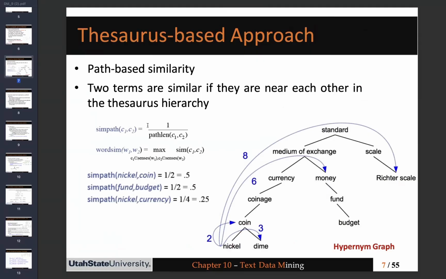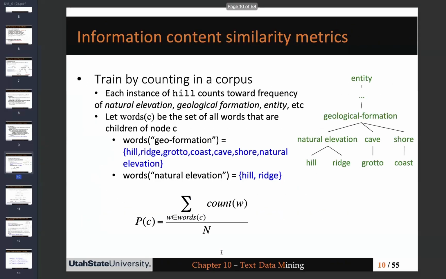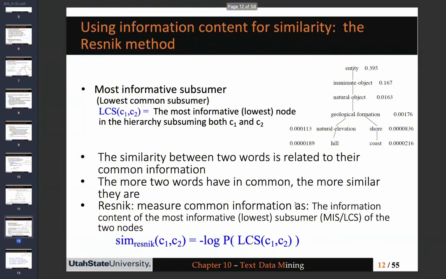using the Simpat metric. So the Simpat metric does not take into consideration the weights or the importance of the words based on their probabilities, right? Because here, as I said, the fund and budget is equally similar to coin and nickel. So if you look at the same example with probabilities, now coast and shore must have a different similarity score than natural elevation and hill, although they do happen at the same hierarchy in our WordNet. And that's thanks to the weight that we just augmented our WordNet data structure with.